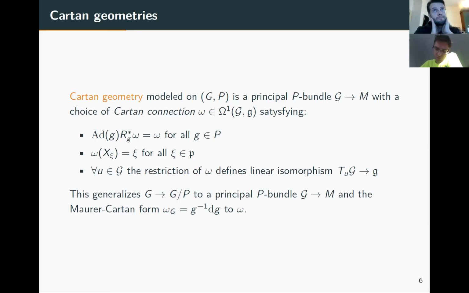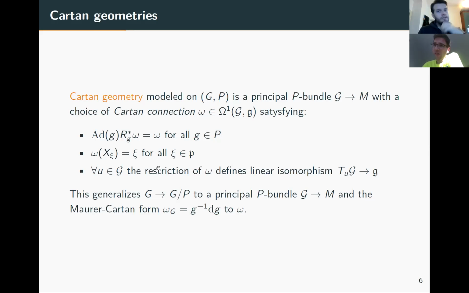So Cartan geometry, this is the definition I like the most. You always have some model. So the model space is G mod P, or rather a principal bundle G over G mod P. So Cartan geometry is an arbitrary P-principal bundle with a choice of so-called Cartan connection. So Cartan connection is a one form on the total space of the principal bundle valued in the Lie algebra of your group G that satisfies some conditions.